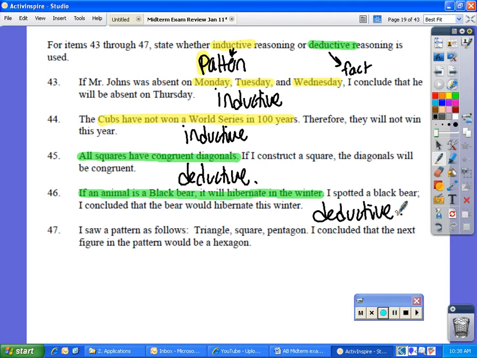I saw a pattern as follows, and they actually used the word pattern here. Pattern as follows: triangle, square, pentagon. I'm concluding that the next figure in the pattern would be a hexagon, but once again, that's based on this pattern, not on some kind of a fact that we're counting up the number of sides. So this one is going to be inductive.